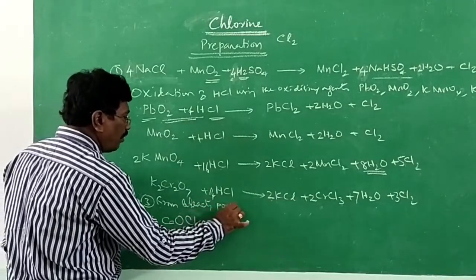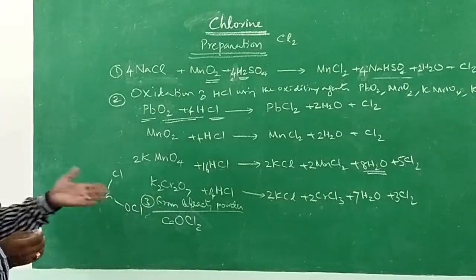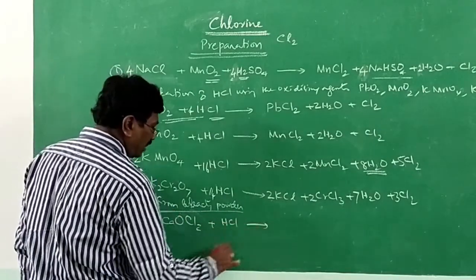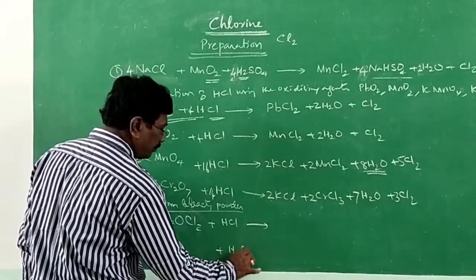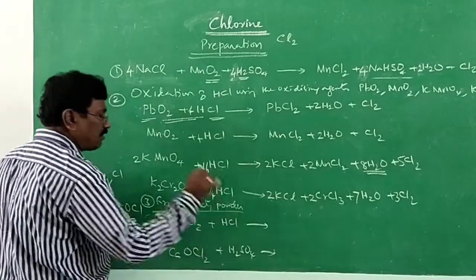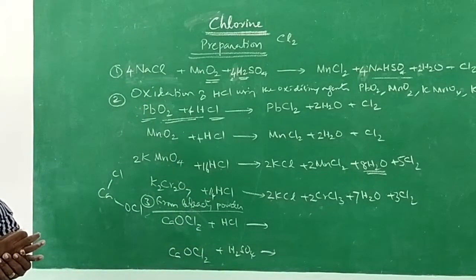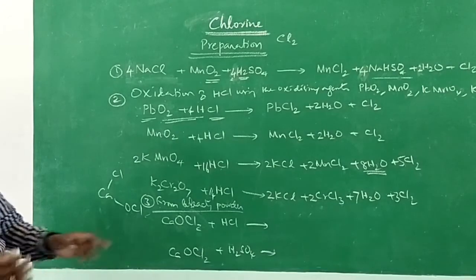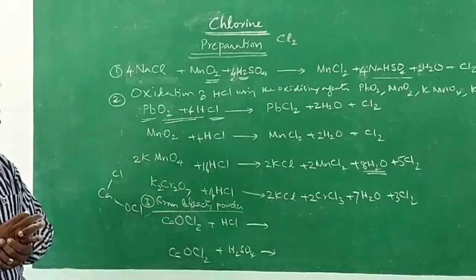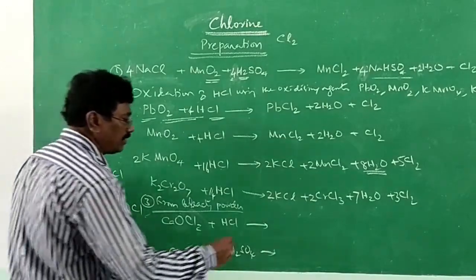So the third method is from bleaching powder. When bleaching powder is hydrolyzed with water, you will get chlorine. But the apt method is to react it with dilute mineral acids like hydrochloric acid or sulfuric acid. You will get calcium chloride, water and chlorine. In the next case, you will get calcium sulfate, water and chlorine.